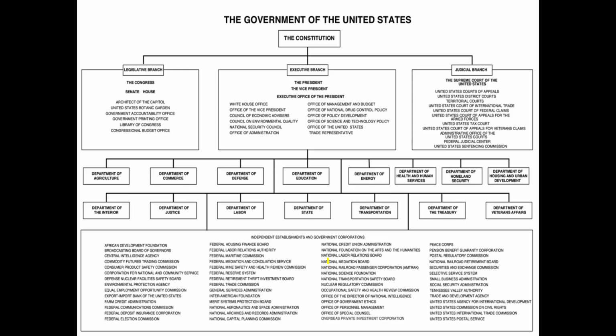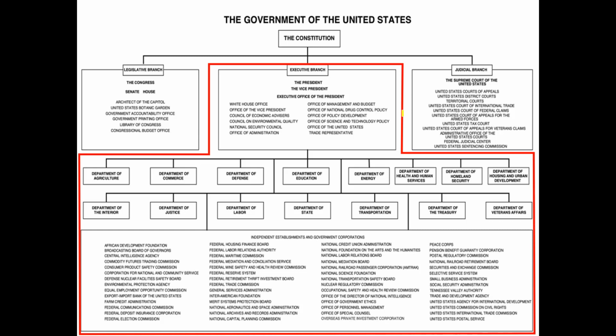Here is an org chart of the federal government. Over here, we have the legislative branch, Congress, which we've already talked about, and the various departments that are associated with Congress. Over here, we have the judicial branch, which we'll be talking about later, and the various courts that are in that. And then, as you can see, everything else is the executive branch. So it is very large, about 3 million people that are in the federal government.